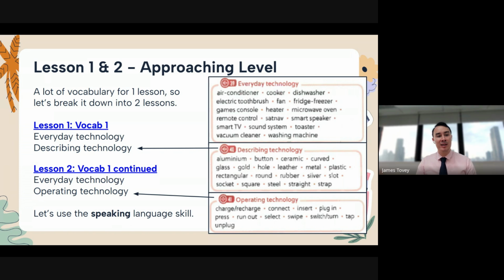Okay, so spreading it out for extra lessons, nothing wrong with that. You can manage that by just practicing the language skills alongside it at the same time.